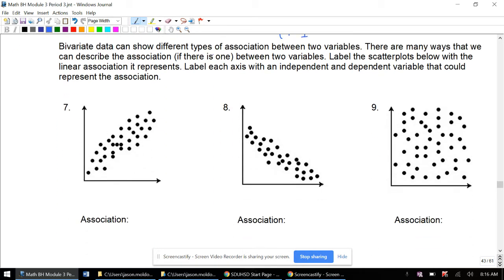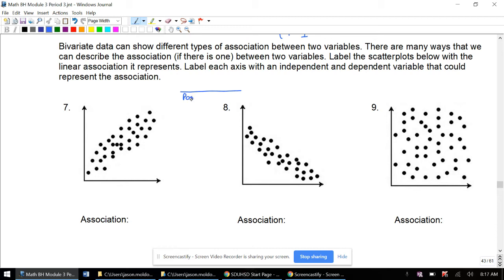Next, bivariate data can show different types of associations between two variables. There are many ways that we can describe the association if there is one between two variables. Label the scatter plots below with the linear association it represents. Label each axis with an independent and dependent variable that could represent the association. So we're going to describe these by picking something that it could represent, as well as describing it using some descriptors.